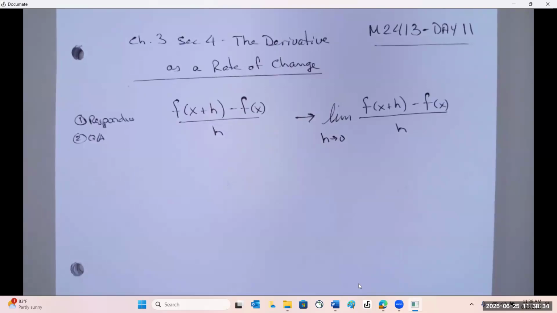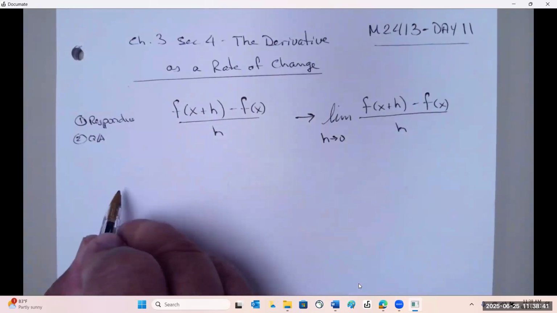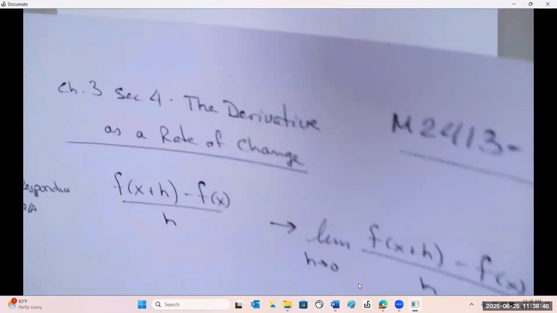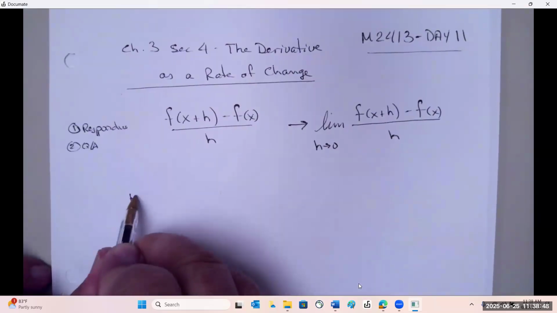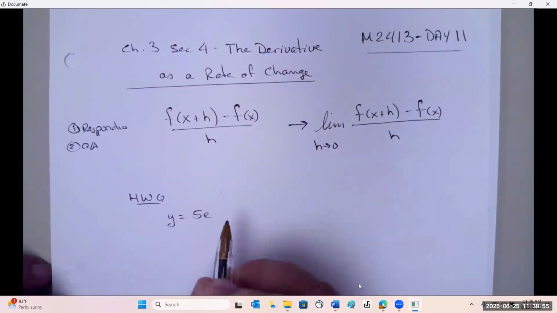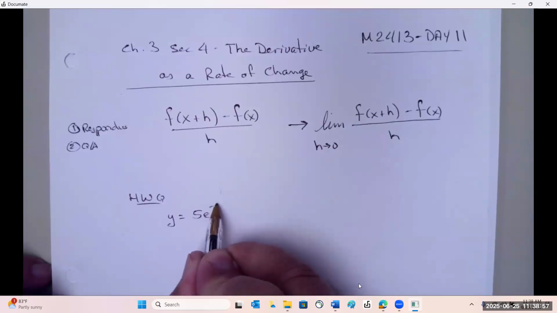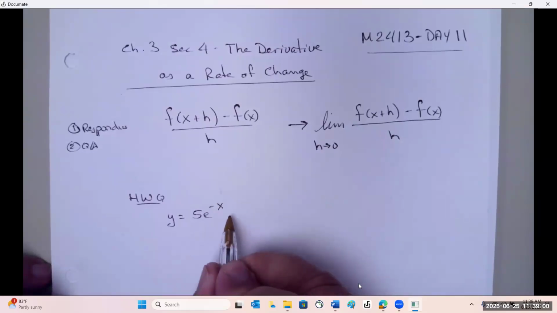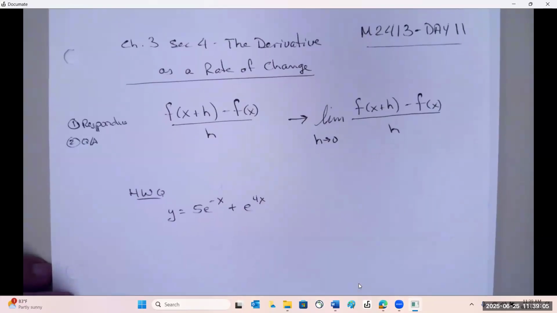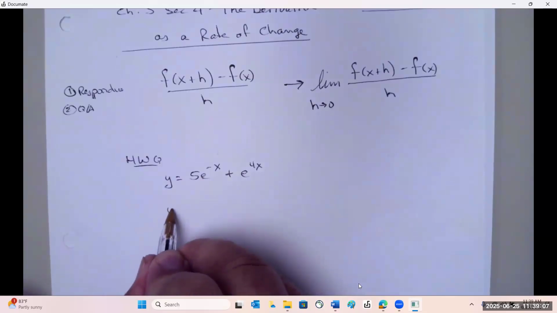Another question was on the homework in section 3.3, and it might be a chain rule question. It was y equals 5e to the negative x power plus e to the 4x power, and I asked you to find the first derivative.